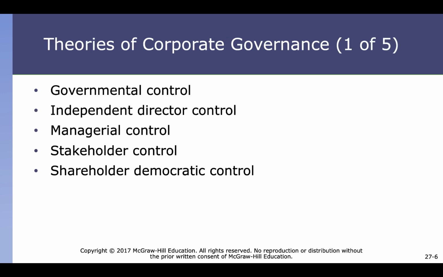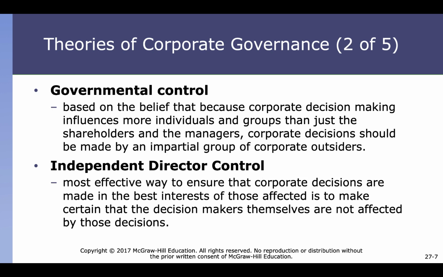And so there are different theories about governance of a corporation and how much corporations should pay attention to these outside stakeholders who aren't really involved in the ownership or decision-making of the corporation. The first is governmental control, and this is based on the belief that because corporate decision-making influences more individuals and more groups than just the shareholders and the managers, corporate decisions should be made by an impartial group of corporate outsiders. So usually these outsiders are governmental officials. They're specially educated and they would make corporate decisions in an objective manner based on the needs of the entire society and the economy as a whole.